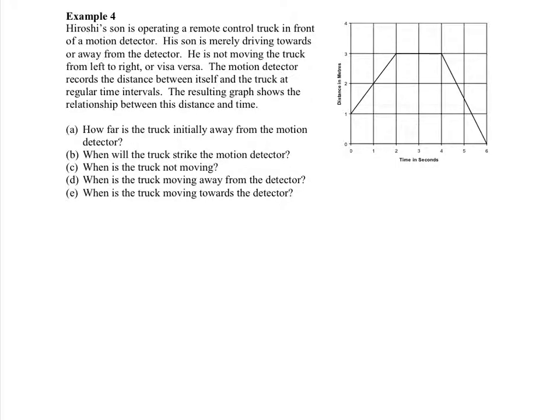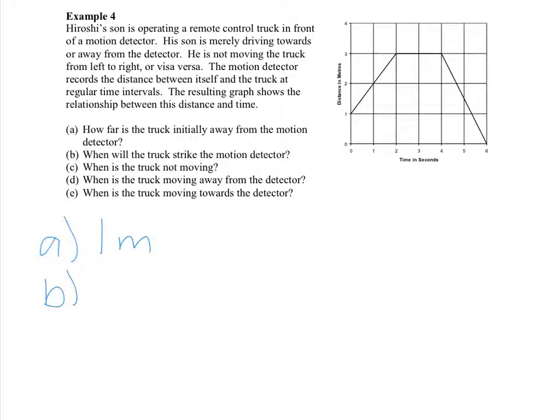So, question A, how far is the truck initially away from the motion detector? Again, we have our distance in meters, so this is how close the truck is to the motion detector, and then we have time in seconds along our horizontal axis. Initially tells us that's at time 0, and we go up, and the graph starts at 1. So the initial distance is 1 meter from the motion detector.